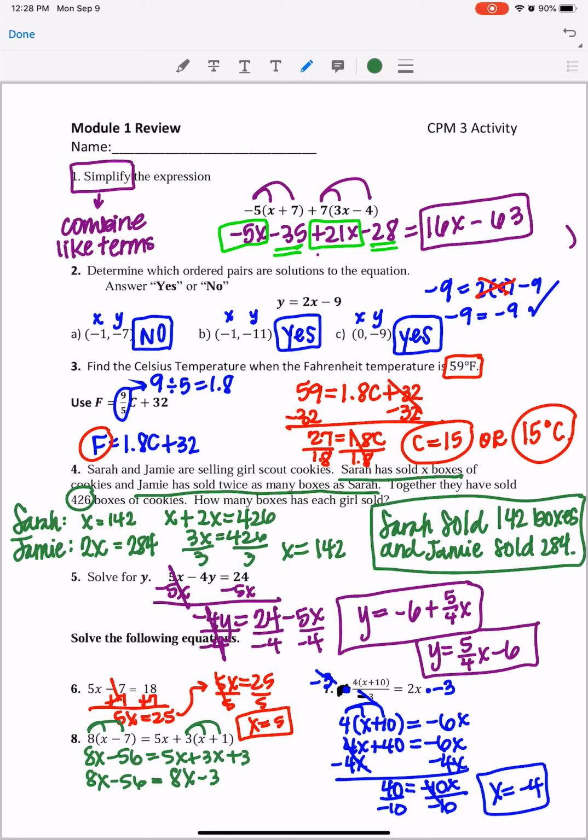Okay, now you can technically stop right here, but if you need to keep going, get your x on one side. So when I subtract 8x from both sides, 8x minus 8x cancels, 8x minus 8x cancels. So we're left with negative 56 equals negative 3. That is not a true statement. So because my x is canceled out and what I have left is not true, this answer here is no solution. There is not a number I can plug into x to make this equation true.